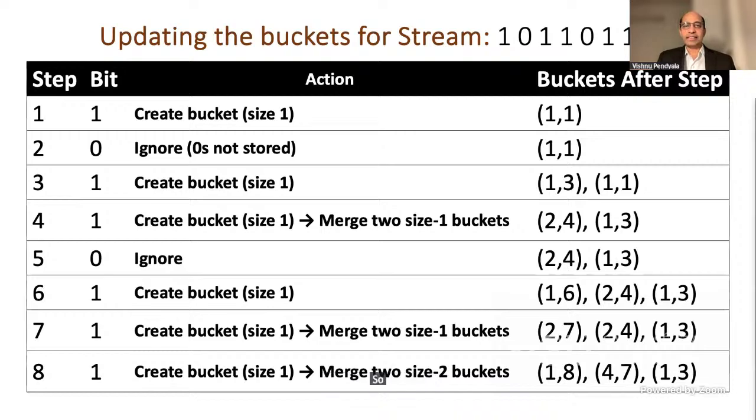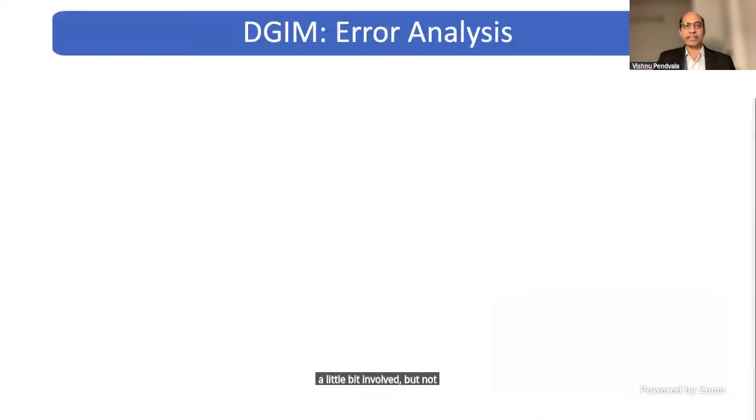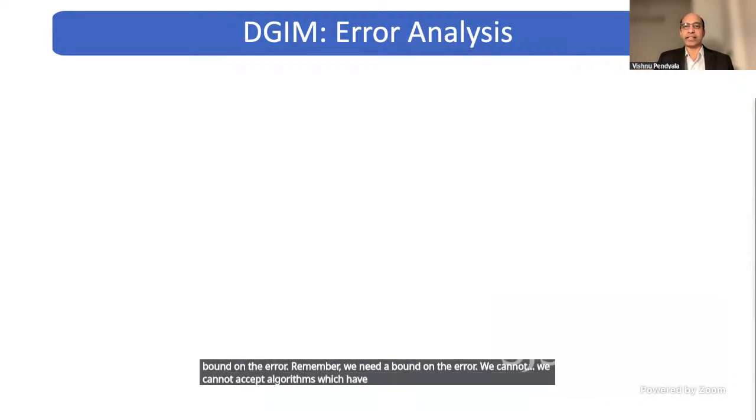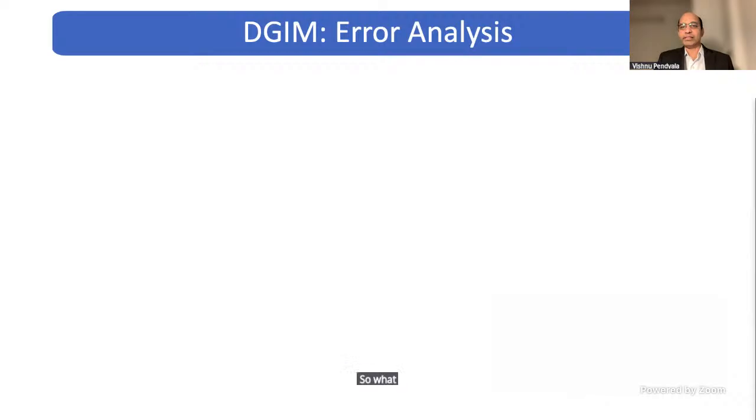So that is pretty much the algorithm. A little bit involved, but not too involved. Now the error analysis. So what is the bound on the error? Remember, we need a bound on the error. We cannot accept algorithms which have an unbounded error. So what is the cost of all this approximation?